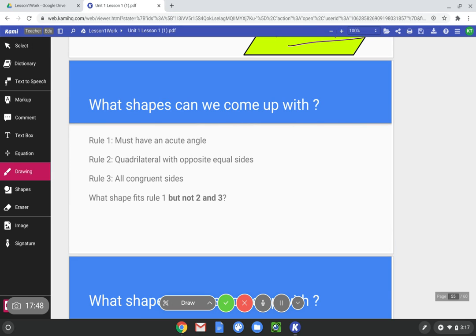All right, let's check our work. So it must fit Rule 1, but not Rule 2 and 3. So check on 1, it must have an acute angle, but it cannot follow Rule 2 and 3. So what shapes have an acute angle? Well, we have triangles, it could be equilateral, it could be scalene where all sides are different.